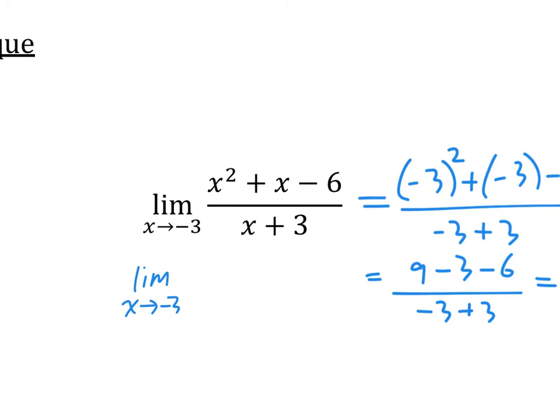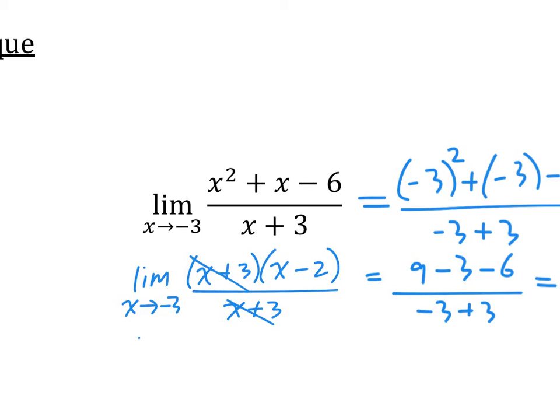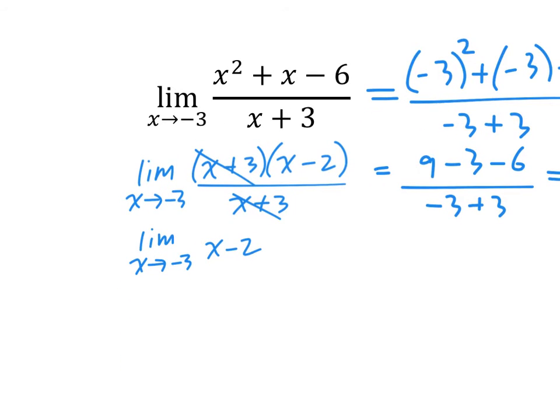What I'm going to do is try to get rid of this denominator by factoring the numerator, and hopefully something cancels out. Factor the numerator: I get x plus 3, x minus 2 over x plus 3. You can see that these factors will cancel. So the limit as x goes to negative 3 of x minus 2 is really the limit I'm looking for. Now I can substitute in because x minus 2 is continuous everywhere. Negative 3 minus 2 is negative 5. So the limit is actually negative 5.